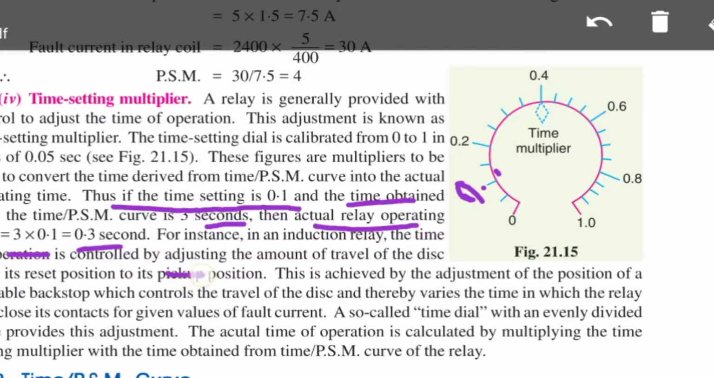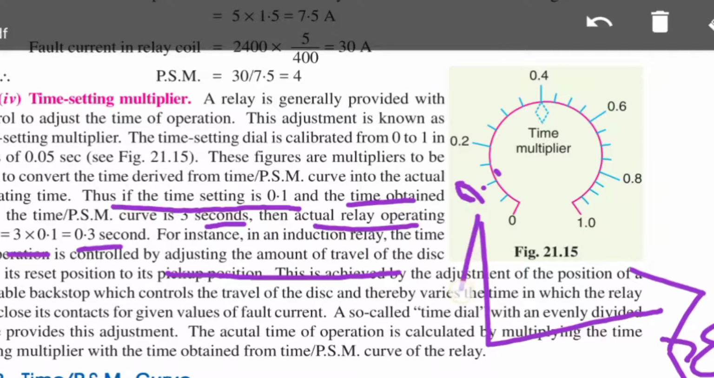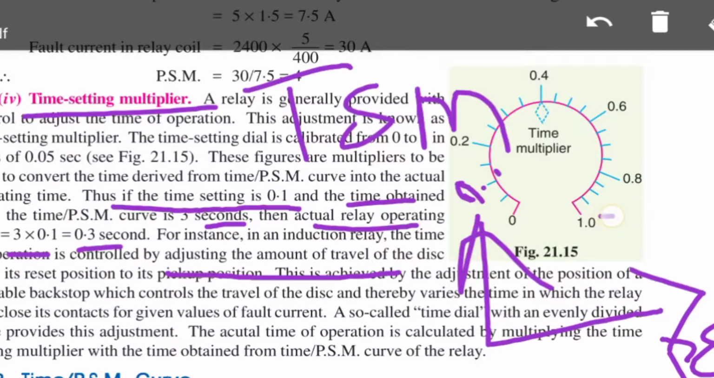In induction relays, the time of operation is controlled by adjusting the amount of travel of the disk. We can adjust the time of operation of a relay by using the time setting multiplier and the PSM curve. What is the PSM curve? The curve drawn between PSM versus operating time of a relay. It is also important to know the time setting multiplier, TSM. It is a multiplier, useful in induction relays. A dial will be there, calibrated from 0 to 1 second in steps of 0.05. By adjusting this dial, we can adjust the time of operation of a relay.